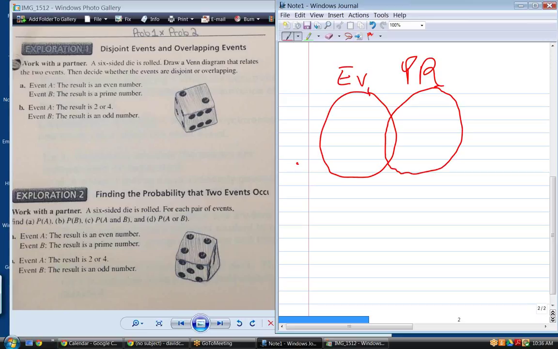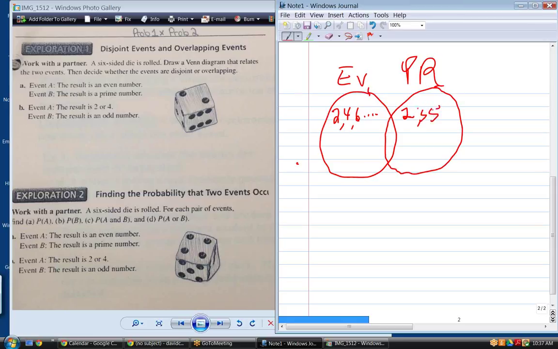How much is in the overlap area? How many numbers? Even numbers is 2, 4, 6, out to infinity. What are prime numbers? Prime is 1, 3, 5. No? 2, oh. 3, 5.